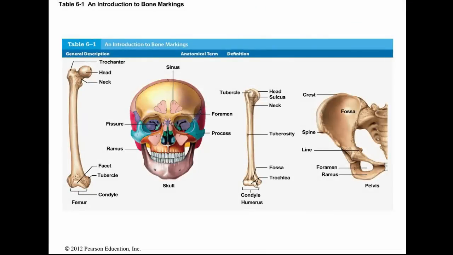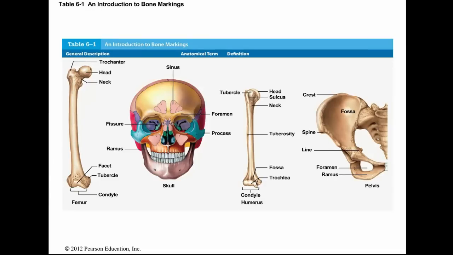So here we have an introduction to bone markings. On the far left, we're looking at a long bone called the femur. That's the big thigh bone that goes from the knee right up into the hip joint. At the top of the bone, we can see the round head, and the two large projections off the side: the greater trochanter, and on the other side the lesser trochanter.